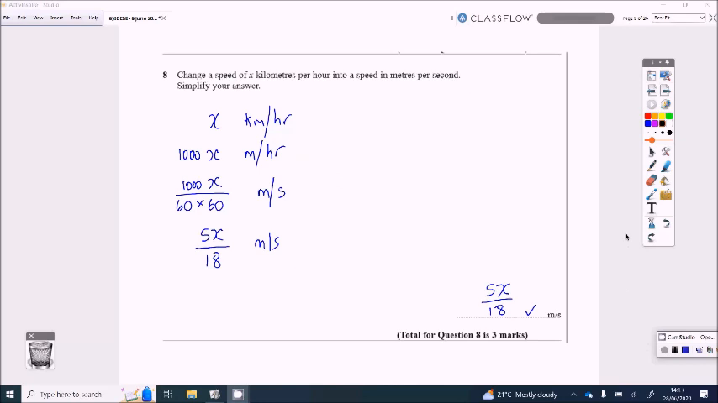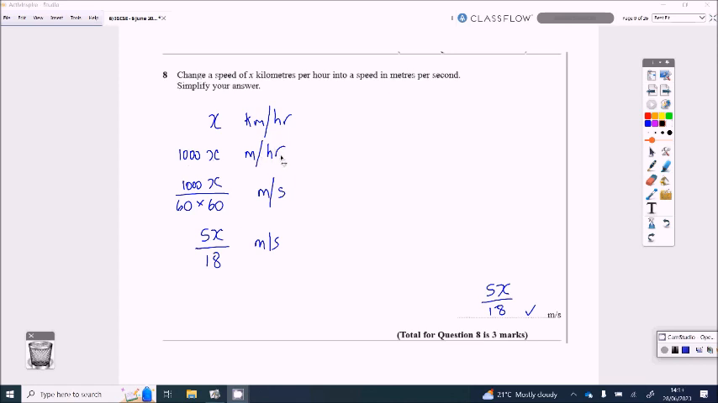Question 8. Now we're being asked here to change x kilometers per hour into a speed of meters per second. So we've got to go from kilometers per hour to meters per second. So I think it's best just to do this step by step. So a kilometer is how many meters? It's 1,000 meters. So to go from kilometers to meters, we're going to multiply by 1,000. So that's 1,000x meters per hour.